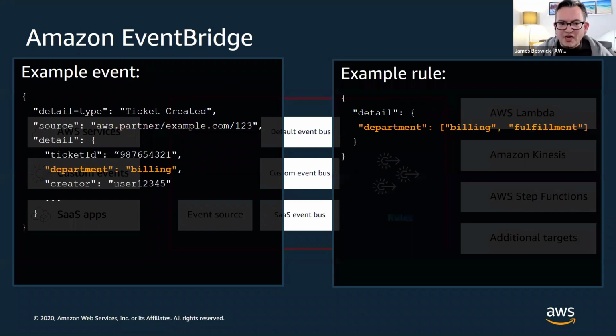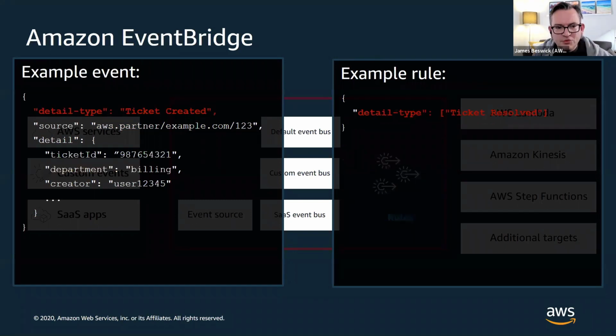I could also have more detailed rules where I specify multiple parameters. In this case, a department that matches either billing or fulfillment. The event on the left would match because it contains a department of billing. In this case, this rule would not match. Here it's looking for a detail type of ticket resolved. The event on the left is ticket created, so this would not match.